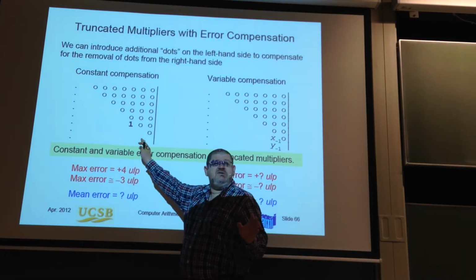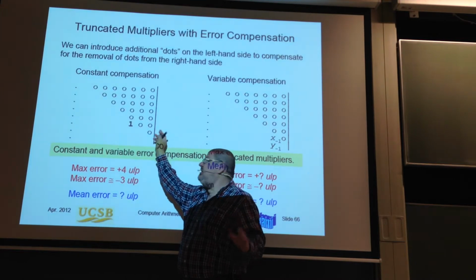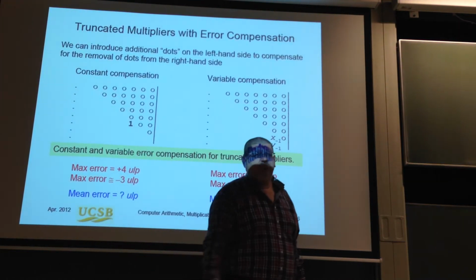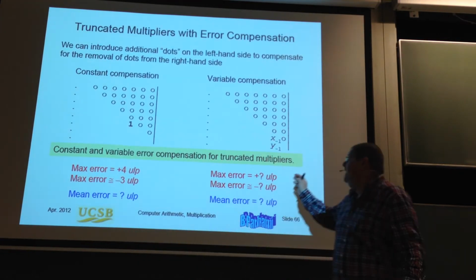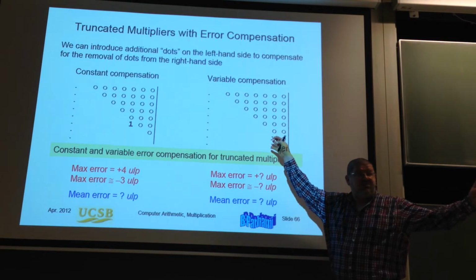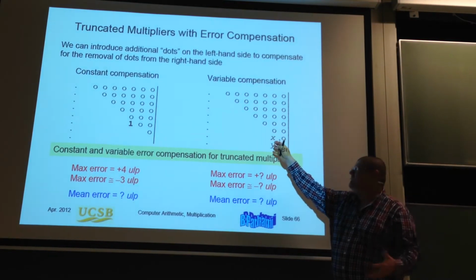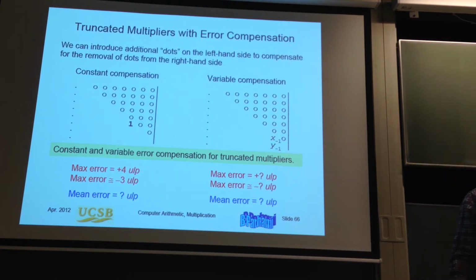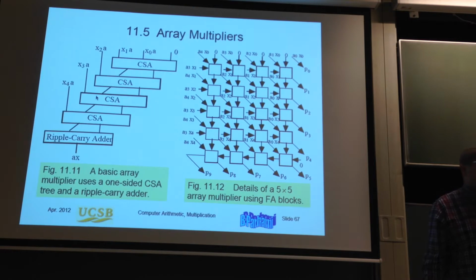This is fixed compensation. Doesn't matter what I have here, I always add 4 units in last position. Or I do some kind of adaptive compensation, then I look at 2 bits of my operands, and those will give some kind of compensation here. In practice, there are a lot of proposals for that, and it's still a kind of research topic.